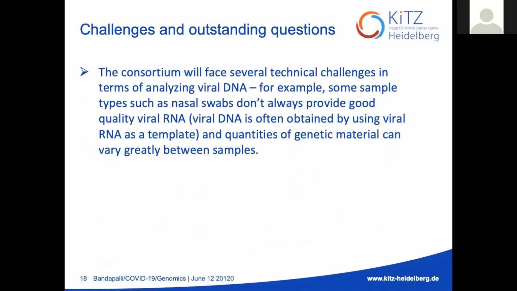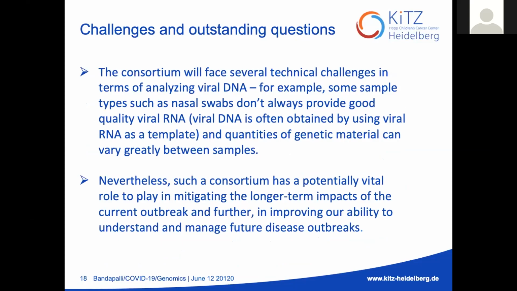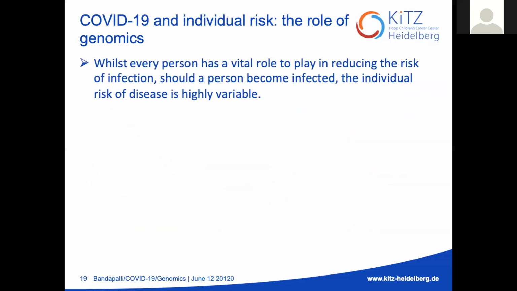In the context of this UK consortium, it may face several technical challenges in analyzing viral RNA. For example, some sample types such as nasal swabs don't always provide good quality RNA. Sometimes it gives good quality and sometimes it does not, so it's like trial and error. Nevertheless, it will potentially play a vital role in mitigating the long-term impacts of the current outbreak, and it helps improve our ability to understand and manage future outbreaks. Hopefully not, but if there is something, this will help in finding ways to tackle it easily.